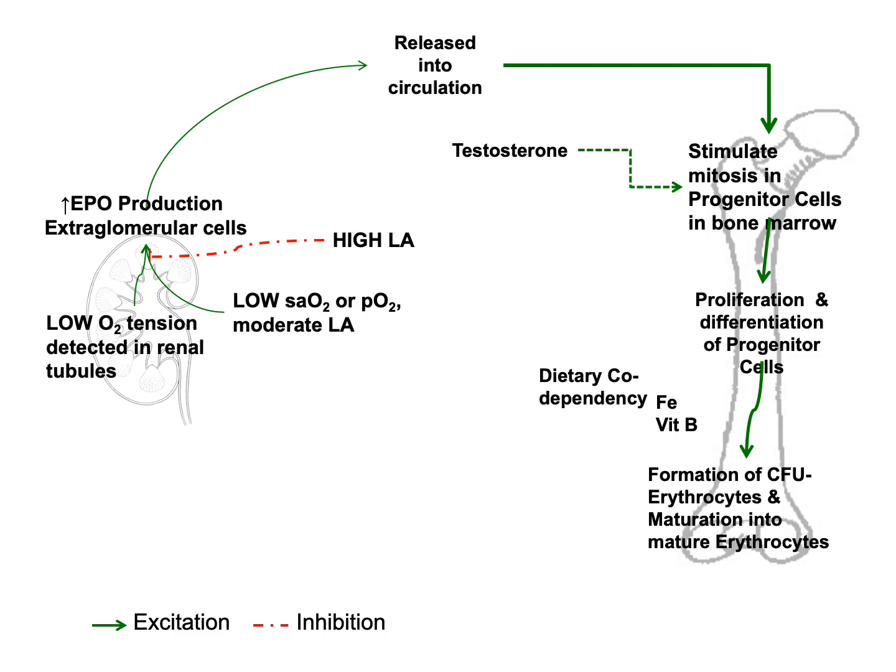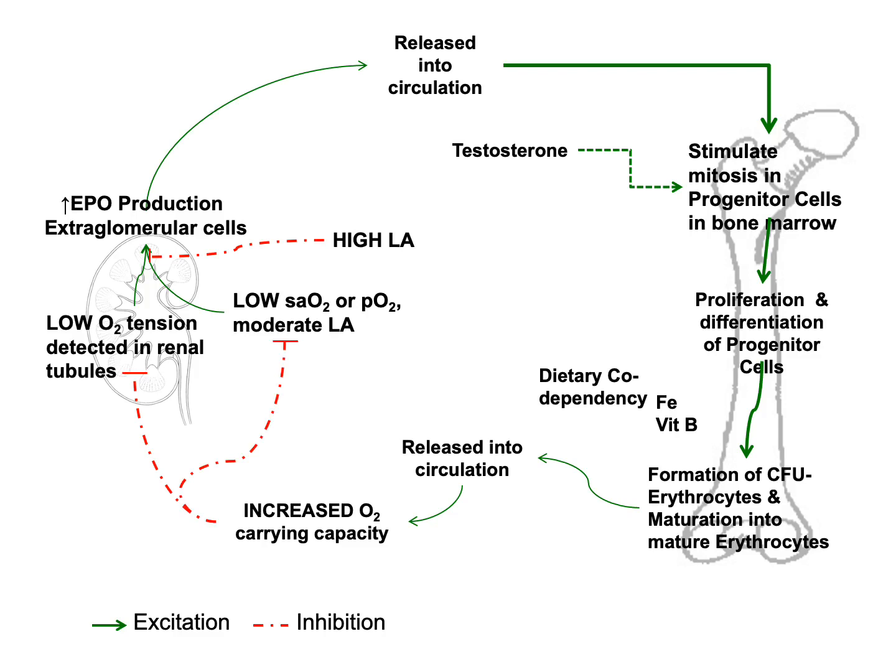As we start to mature, erythrocytes are released into circulation. The release into circulation will start to increase the oxygen carrying capacity within the plasma, because we now have more hemoglobin to bind onto oxygen, which will inhibit the initial signals of low saturation and low oxygen tension being sensed by these extraglomerular cells.